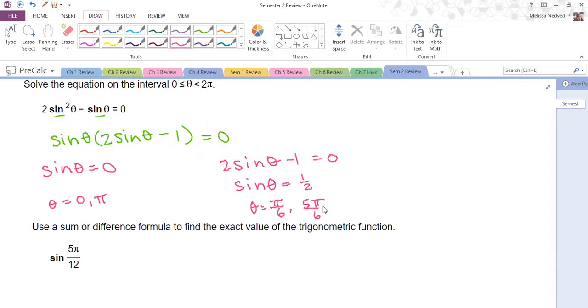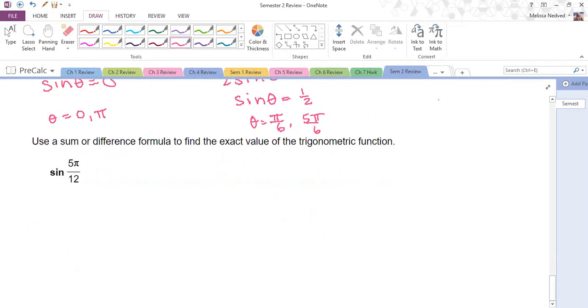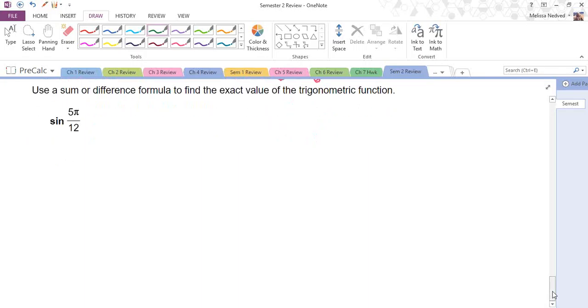All right, and our last one, the only kind of extensive identity that you're going to have to review is the sum or difference identity. That's what we're going to do here. Don't worry about your double angles, your half angles. We're not going to hit that in our semester review. So here we're asked to use a sum or difference formula to find the exact value of this trig function. We want to know what sine of 5 pi over 12 is. Well, we can't put it in our calculator because that doesn't give us exact values. And we can't use our unit circle because 5 pi over 12 isn't on my unit circle. So I need to rewrite this in terms of values that are on my unit circle so I can solve.